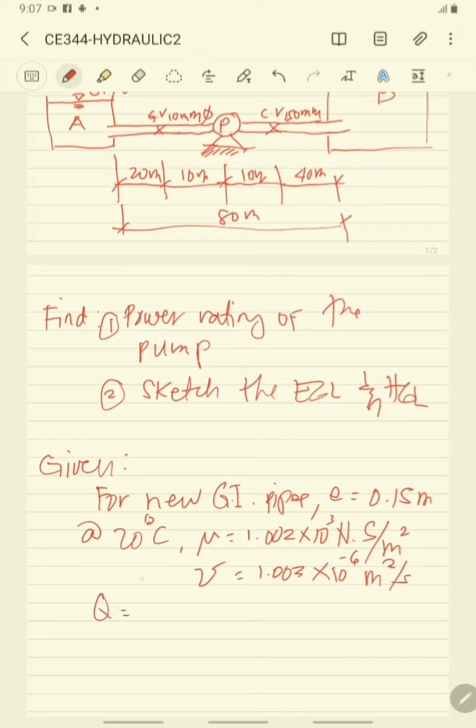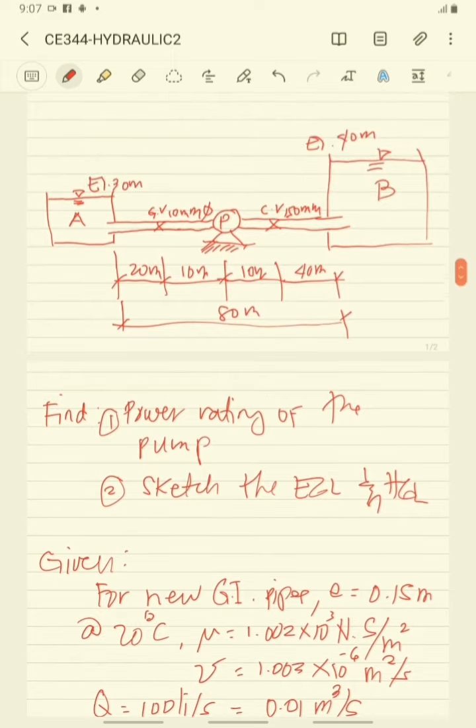Then Q is equal to 100 liters per second, and we have to convert this into cubic meter per second so that we can cancel out all the units. So these are the given.